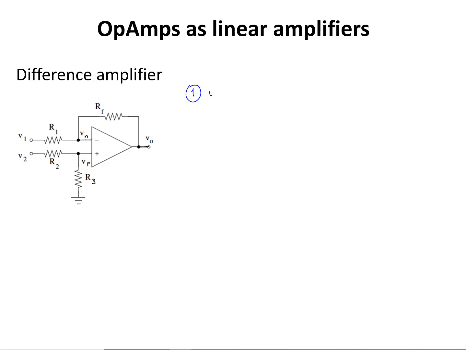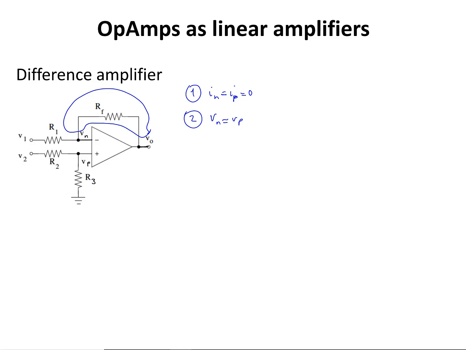Using the first golden rule, we know that IN is almost equal to IP, that is equal to 0. And because there is negative feedback in this circuit, I can see that Vout is connected to the inverting terminal of the op-amp through this RF resistor. I'm going to use the second golden rule of op-amp that states Vn is almost equal to Vp when there is a negative feedback present in the circuit.